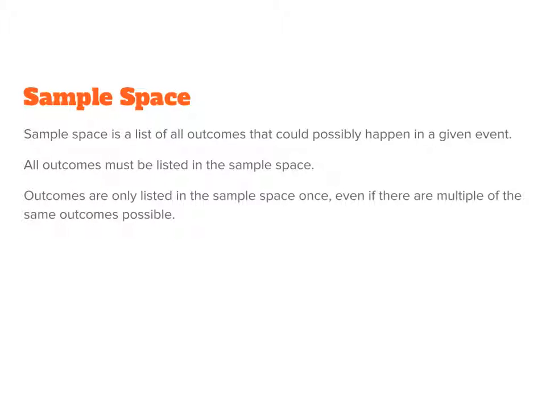However, you can only list an outcome once. So if there's more than 1 chance of the same outcome happening, you still only list it 1 time. And you'll see what that means here in the following examples.